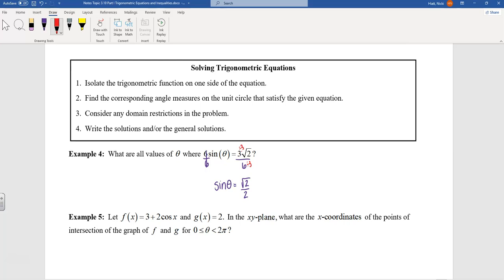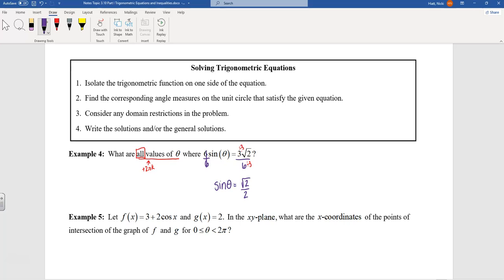Now, it just says what are all values of theta. So if it says all values of theta, it's not restricting any domain, which means that you're probably going to need the plus 2 pi k on this one, right? So when you see all values, then we need that plus 2 pi k for the general solutions. And that's about all they're going to tell you that lets you know you've got to put that little extra piece on there instead of just listing your unit circle values.